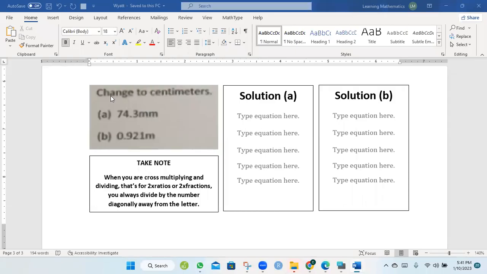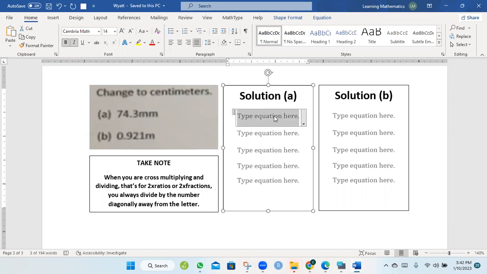This question says change to centimeters. So let's start with part A. We have 74.3 millimeters and we want to change it to centimeters. So let's apply the 4-step ratio process.